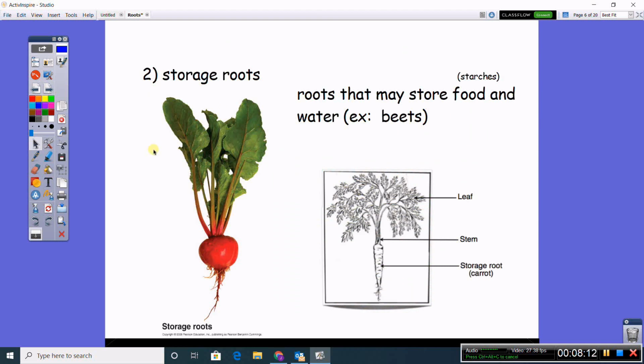Storage roots. This is one you can find at the grocery store. Storage roots are roots that may store food and water. So a beet is a storage root. A carrot is a storage root, but realize that a carrot is also a taproot. So make sure you look on your plant portfolio list. I'm letting you use carrot as a taproot, but not as a storage root, or one or the other. In other words, you can't use a carrot for both.